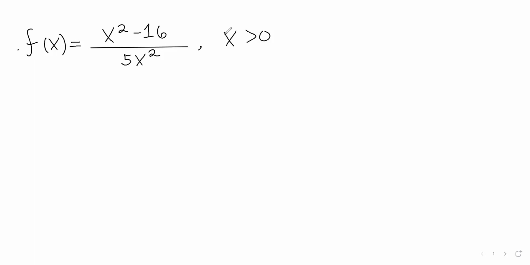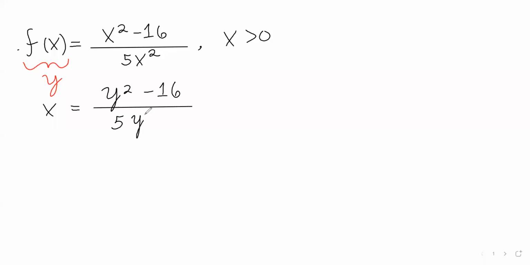So to find the inverse function, we need to do some algebra. Instead of using function notation, it's convenient to represent f of x as y. And to find the inverse, we want to swap our x's and our y's. So that's the first step. Again, I replace my x with a y. Good. And the next step is multiply both sides by the denominator.